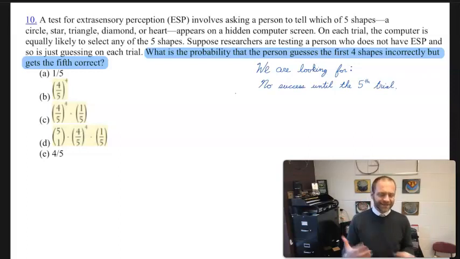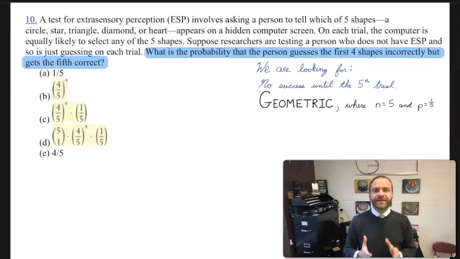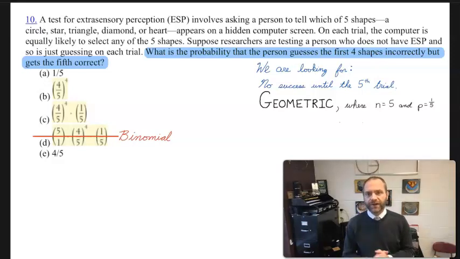That to me is telling me that I'm looking at a geometric setting where n is 5, and my probability, by the way, is 1/5 because there's 5 objects, and they have an equal probability. So I have 1/5 probability of success, which means I have 4/5 probability of failure. Notice that, because first off, I'm going to cross out D. D is the setup for a binomial situation, not a geometric situation. And based off of reading this, I can tell it's geometric.